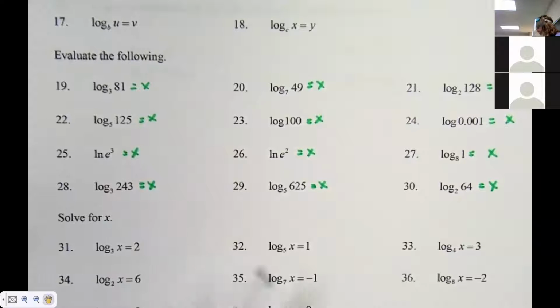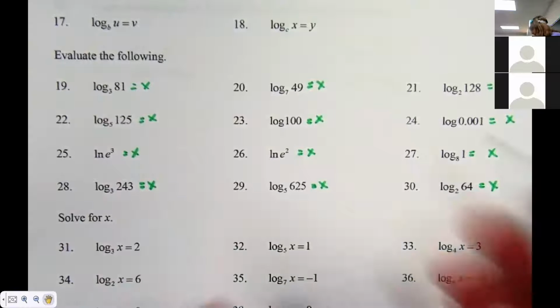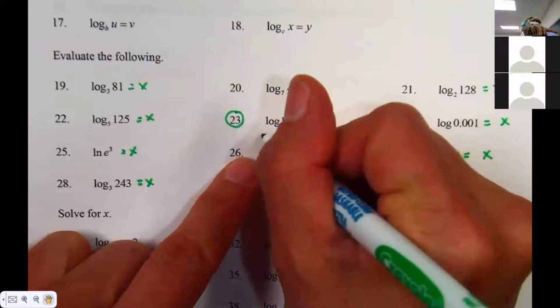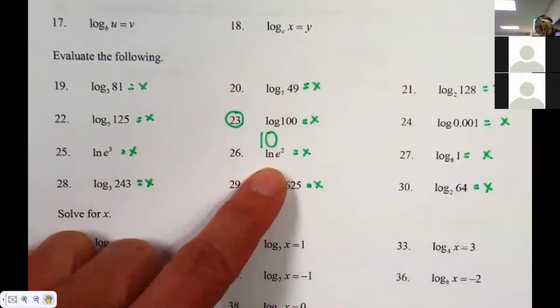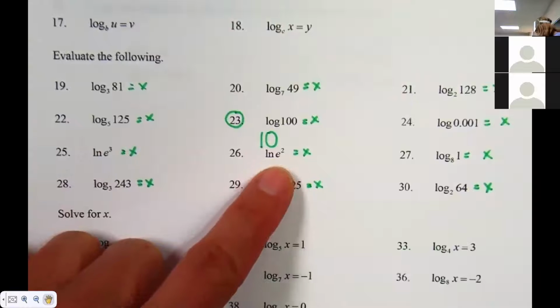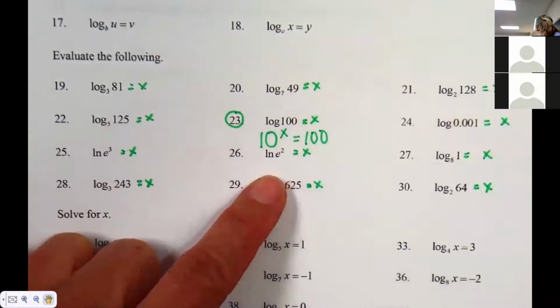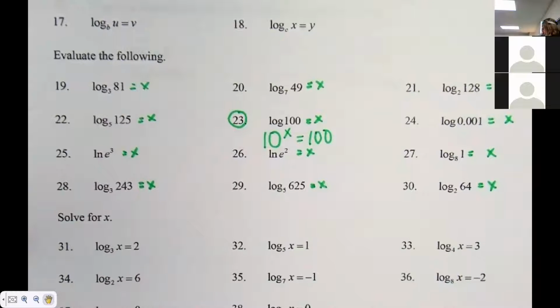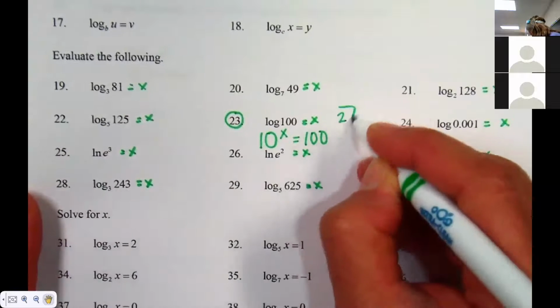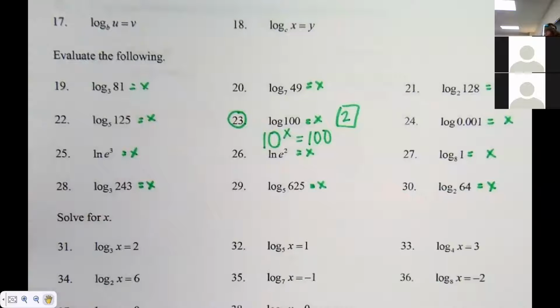Okay, so I want to talk about number 23. Number 23 says log of 100. Y'all, what's the base? That's right. And guys, what do logs always equal? Yeah, so we're going to write 10 to the x equals 100. Y'all know that. What is that? Just 2. And the whole entire page should not be any more complicated than that. If you get tripped up, come talk to me because we're missing something simple.